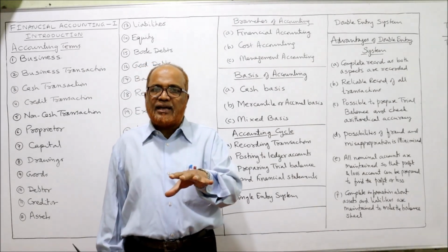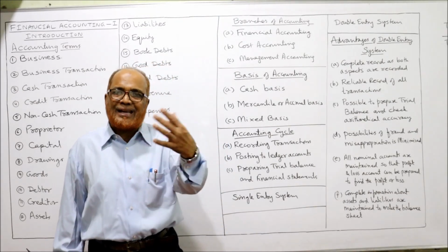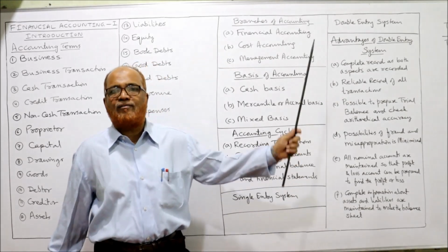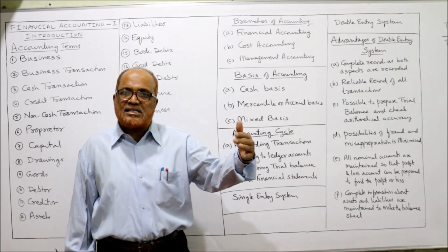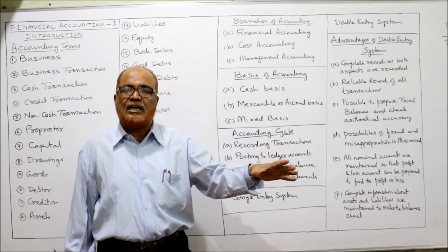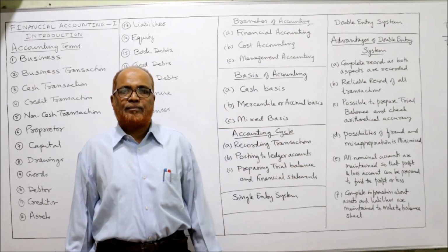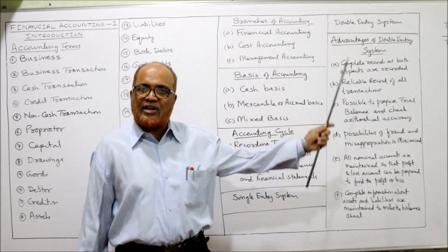So any accounting kept in order to prepare the financial statements, that is called financial accounting. It is historical accounting. Whatever transactions had occurred during the year, that will be recorded. That is called financial accounting.